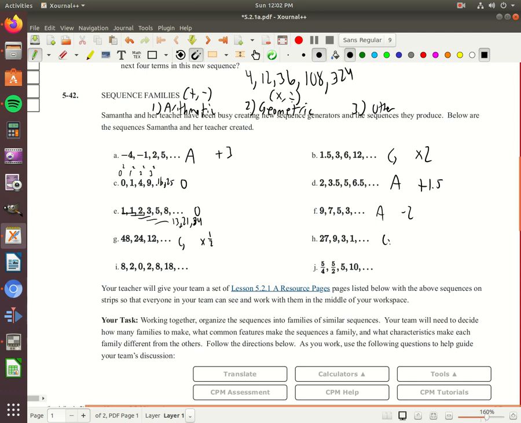This one, it looks like it's geometric, and again, I'm multiplying by a third, or you could say I'm dividing by 3 for now, but I think, again, you're going to want to get to multiplying by a third.